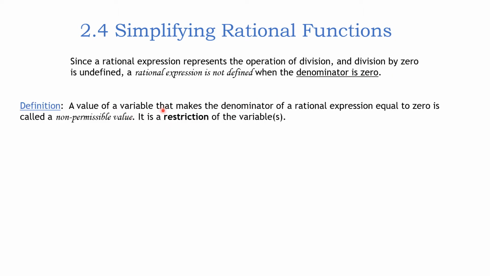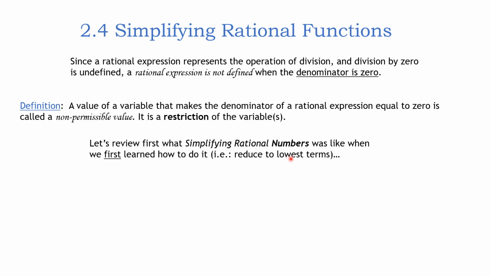Definition: a value of a variable that makes the denominator of a rational expression equal to 0 is a non-permissible value. So if I have 1 over x minus 2, then x can't be 2, because that would give us a 0 in the denominator. It's a restriction of the variable. We'll get more into that in a bit.